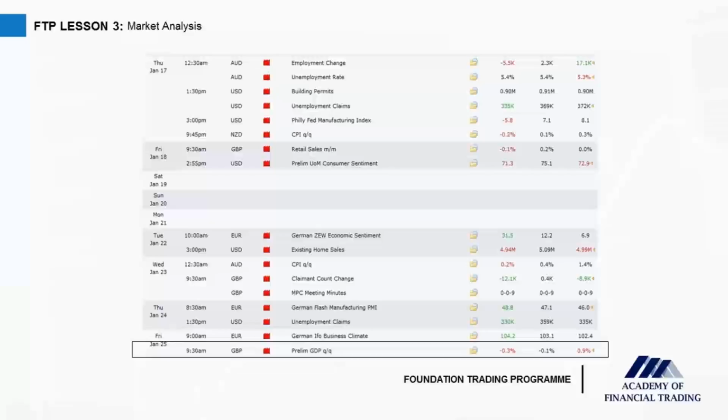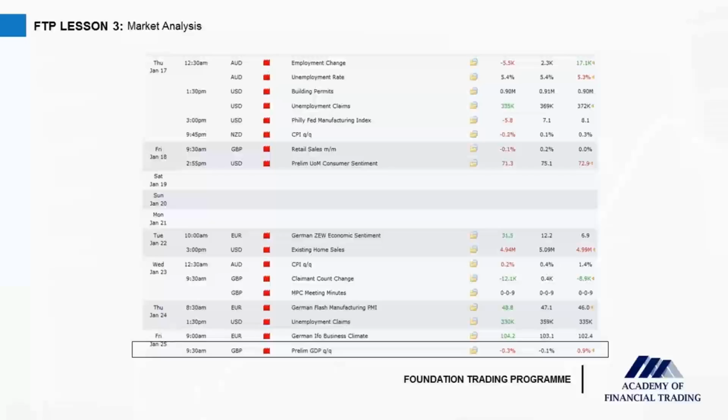So in the previous quarter, when this figure was released, it was 0.9%. Now, the middle column, which is your minus 0.1%, is what all the analysts combined did all their calculations, and they said, yep, the GDP figure should come in at minus 0.1%. This is what we were predicting. However, on the left-hand side of those three figures, we've got a release at 9:30 a.m. on Friday the 25th of January. The figure came out at minus 0.3% for our British pound prelim GDP figure quarter on quarter.